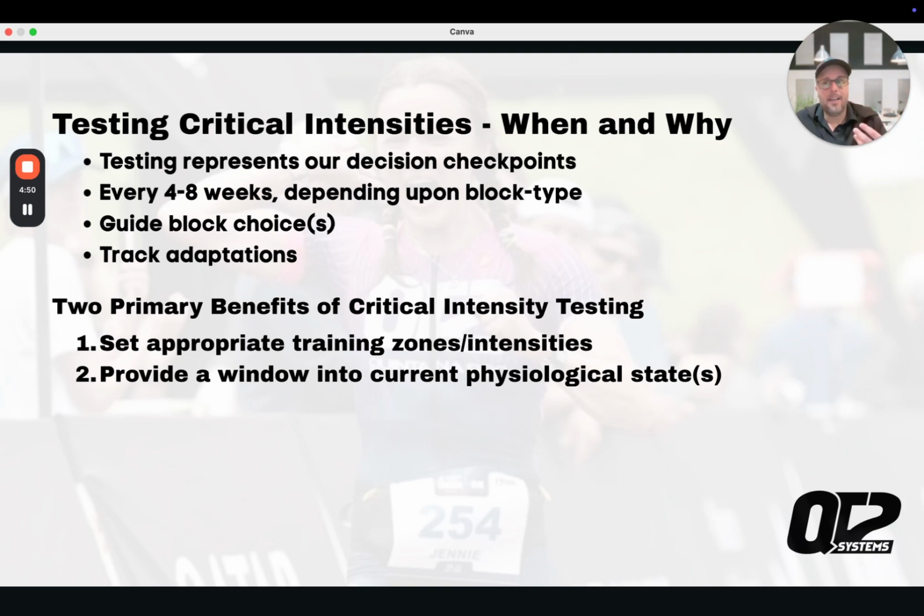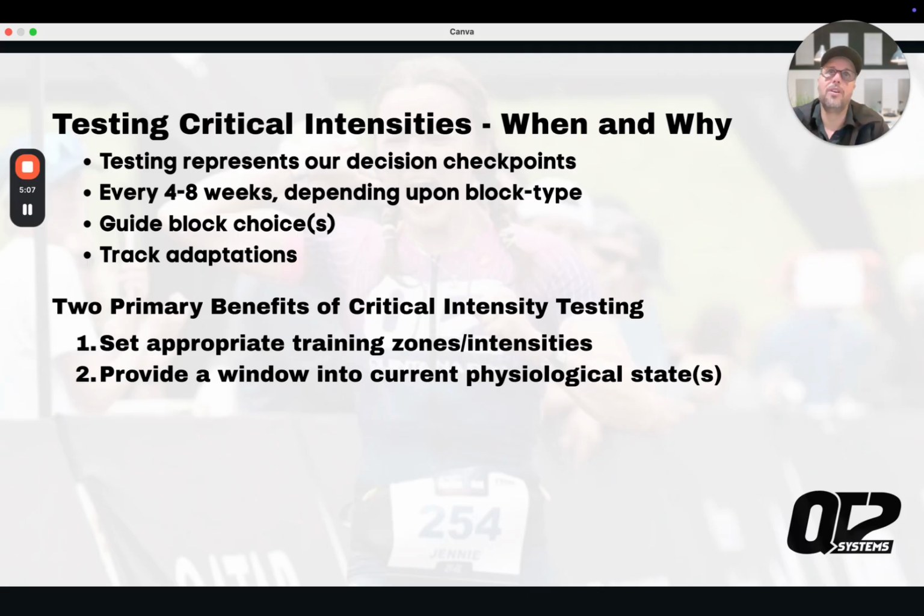Because at the end of the day, our biggest goal is to maximize the return on investment for an athlete. We want to give the athlete as much of what they need and less of what they don't necessarily need.